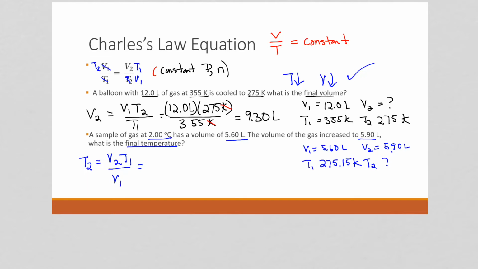So if I go ahead and plug in my values, I get 5.60 liters. Make sure you're getting, whoops, see, I made a mistake there. Make sure you're pulling the right value. So V2, 5.9 liters, times T1, that's 275.15 Kelvin, and V1 on the bottom, 5.6 liters. And if I do my math, to three significant figures, we should end up with 290 Kelvin.